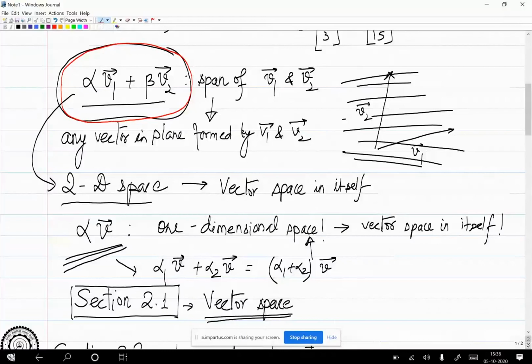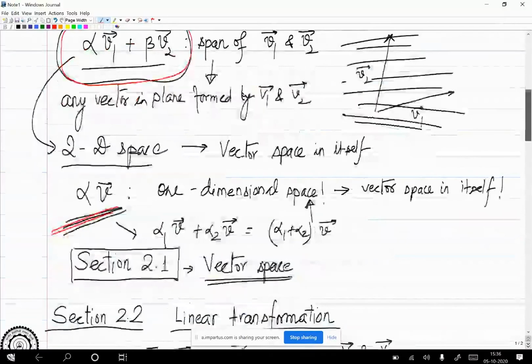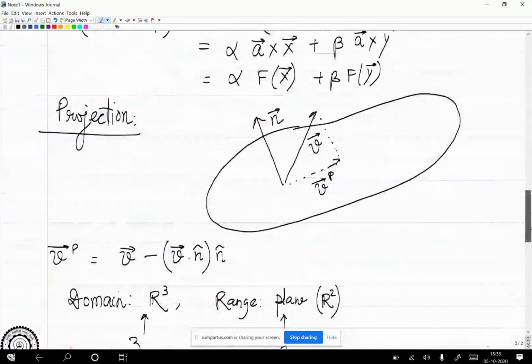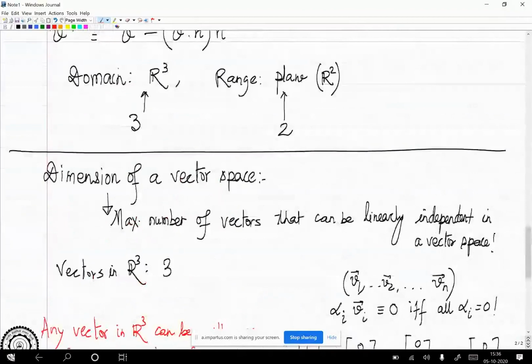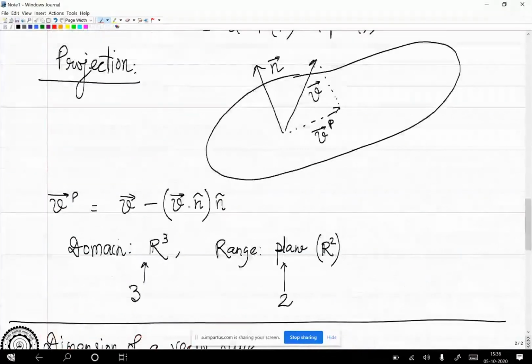Why? Because you take three vectors in this space and you can always make them linearly dependent. So three vectors in a plane are always linearly dependent. Similarly, the dimension of this line is 1. Okay, so I hope this dimension thing is clear to you, everyone. And then I was just talking of this projection transformation, and what I said is that the dimension of the domain is 3, and the dimension of the range is 2, because the range is this plane only.